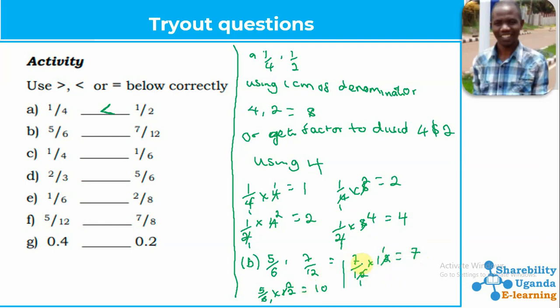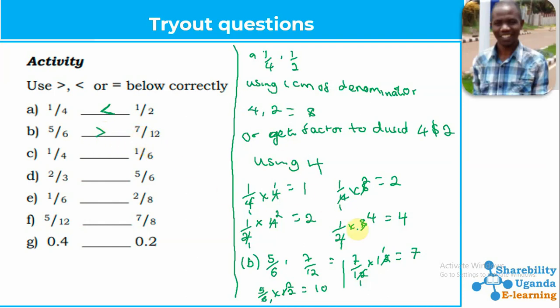So we can say our 10 and our 7. Say 5 out of 6 is greater than 7 out of 12. Okay? It's greater than what? 7 out of 12. So we are saying our 5 out of 6 is greater than 7.